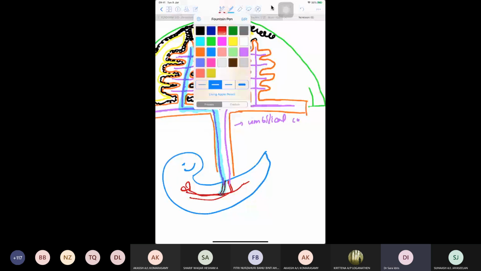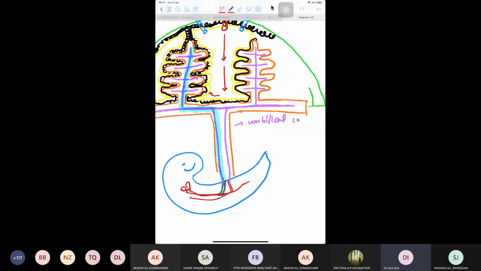For the maternal blood, it will come from the spiral artery. Because it's a very high pressure system, it will go all the way down straight, and then it will bounce onto the floor of the intervillous spaces. As it comes back it becomes slower, and it will go in between all the villus spaces here, and eventually it will go back up to drain into the spiral vein.